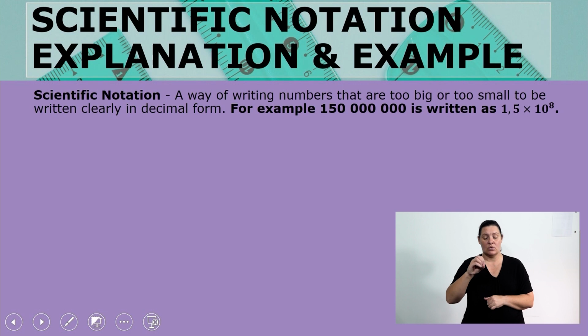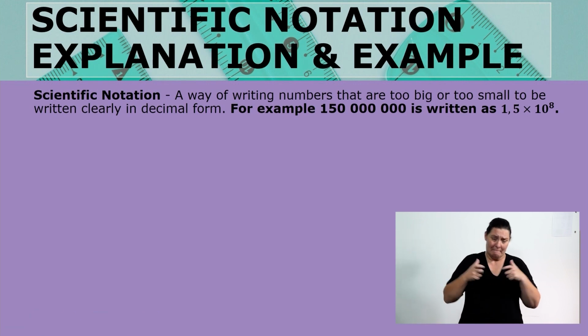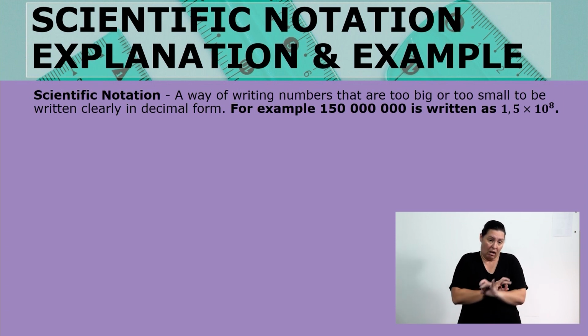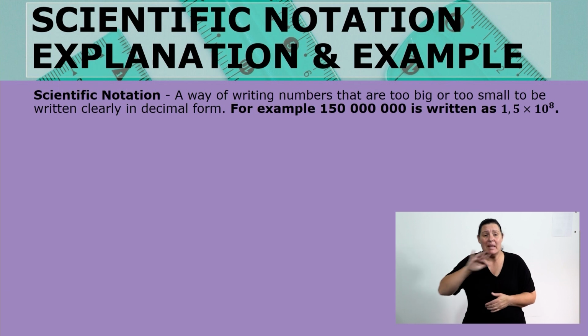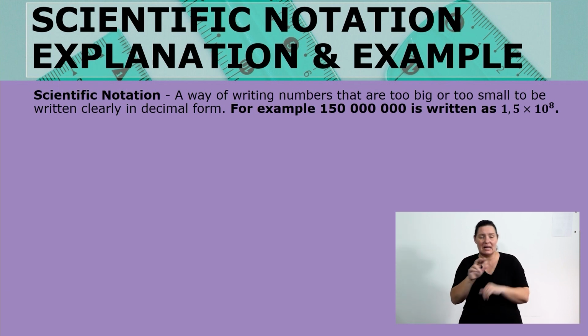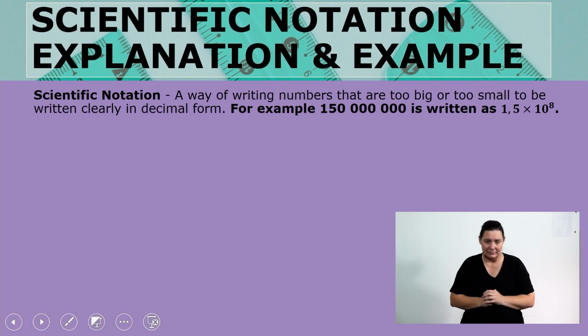So let's move on with our lesson. Our next focus is going to be scientific notation. So what is scientific notation? It is a way of writing numbers that are too big or too small to be written clearly in decimal form. For example, 150 million is written as 1,5 multiplied by 10 raised to the exponent 8.